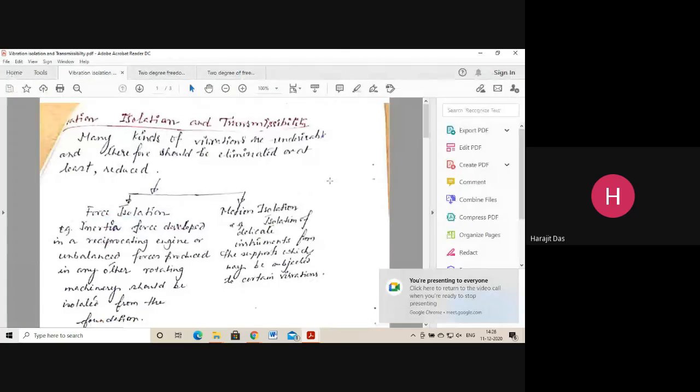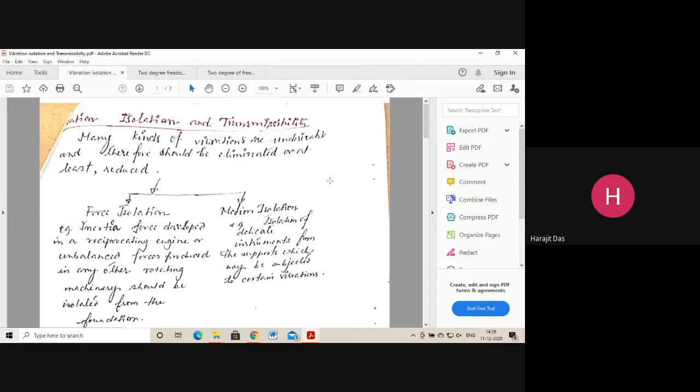So what do you mean by isolation? Isolation means any undesirable thing that we can somehow isolate from the system. So there are basically two types of isolation: one is motion isolation, another is force isolation. This force isolation is what is called transmissibility. And what is motion isolation?